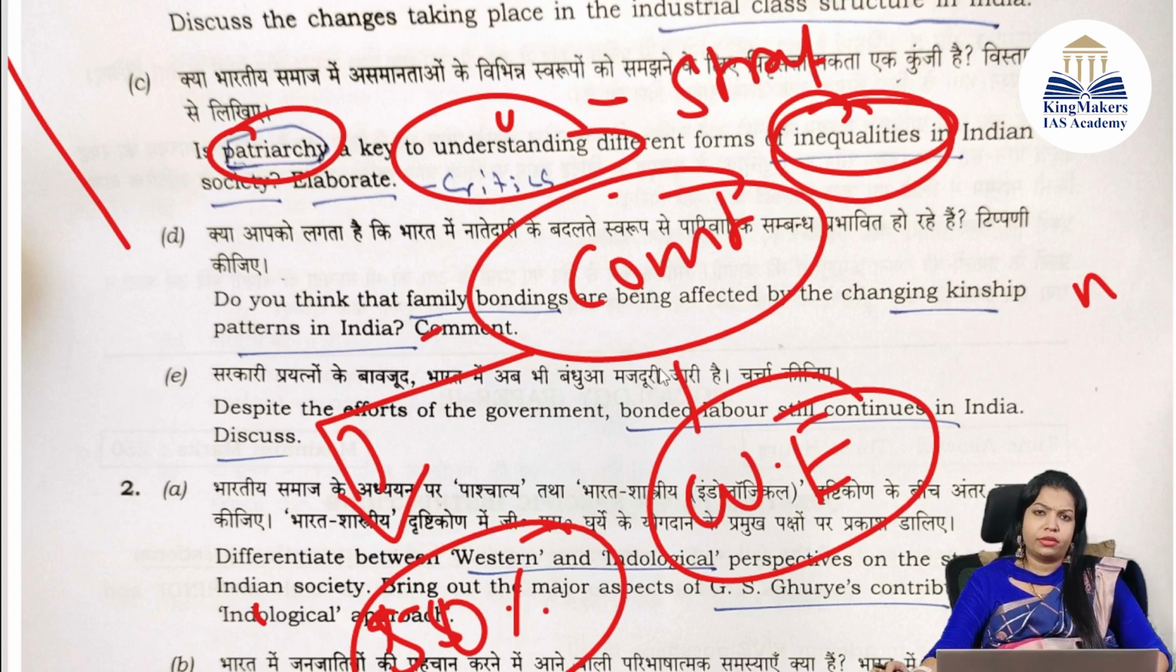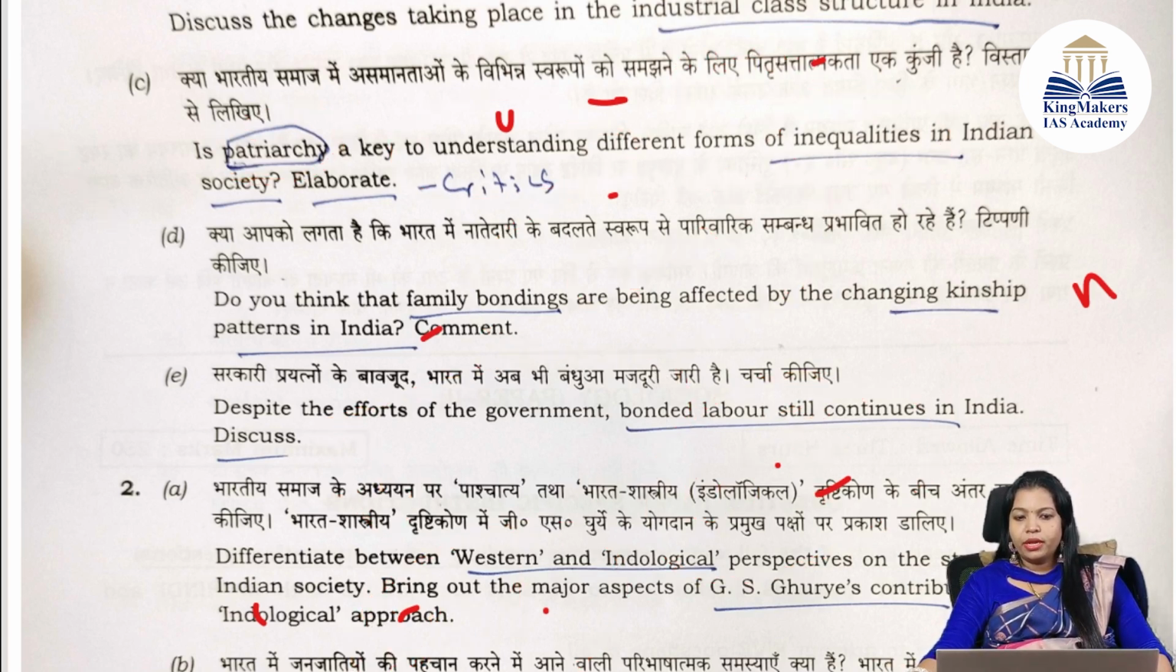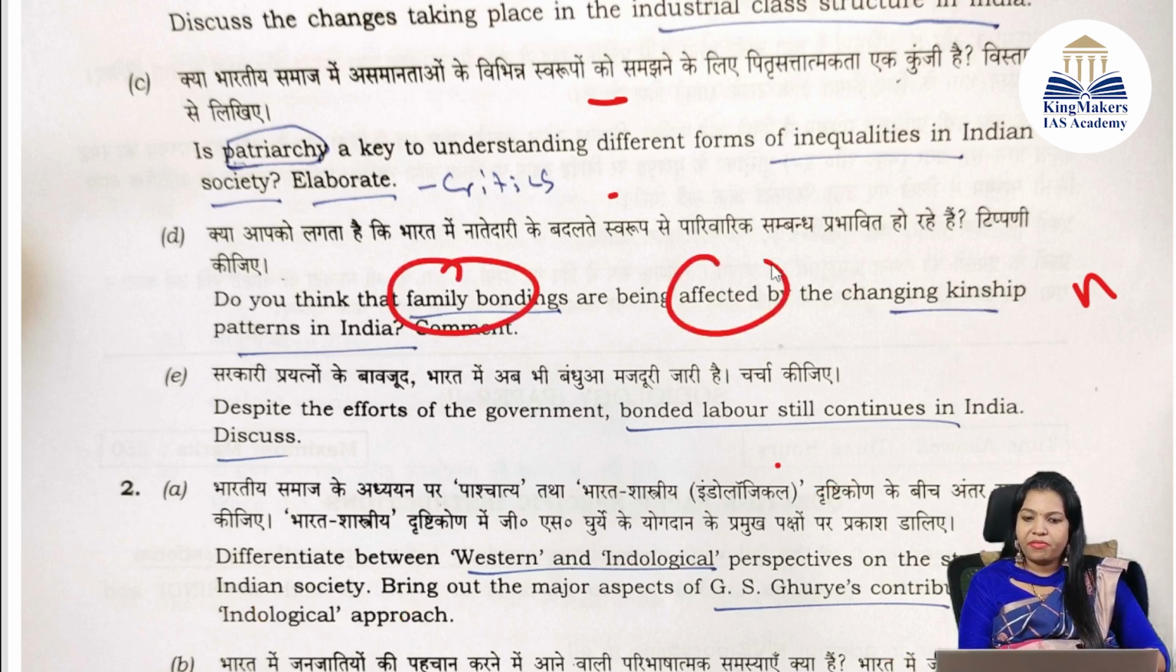You should attend questions like this. Okay, understanding. Next question was, do you think that family bondings are being affected by changing kinship patterns in India? Again, can you see the essence here? Family bondings are being affected.